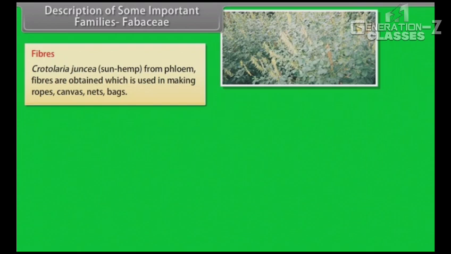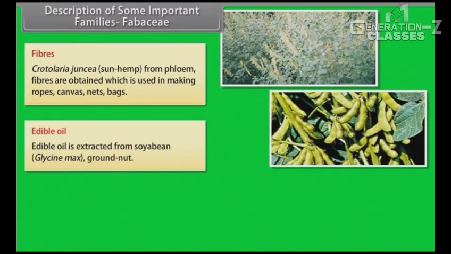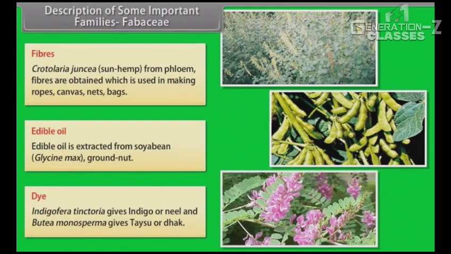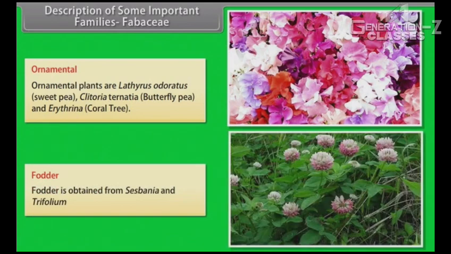Fibers. Crotalaria juncea, sun hemp, from phloem. Fibers are obtained which are used in making ropes, canvas, nets, bags. Edible oil. Edible oil is extracted from soybean, Glycine max, and groundnut. Dye. Indigofera tinctoria gives indigo or neel, and Butea monosperma gives tesu or dhak. Ornamental. Ornamental plants are Lathyrus odoratus, sweet pea; Clitoria ternatea, butterfly pea; and Erythrina, coral tree. Fodder. Fodder is obtained from Sesbania and Trifolium.